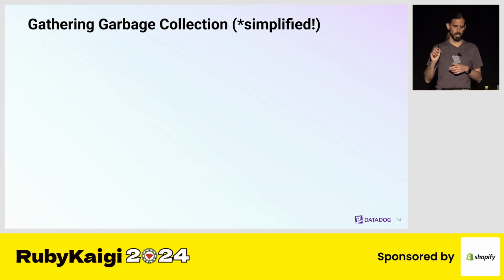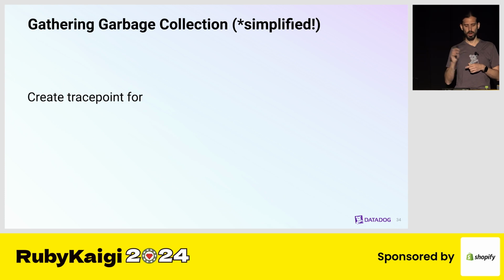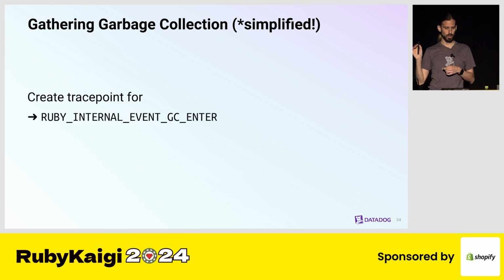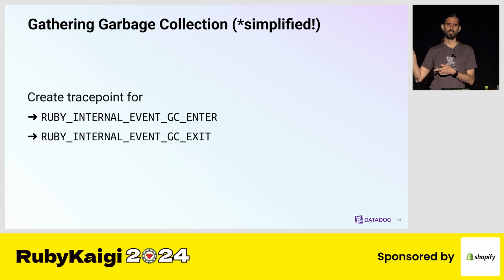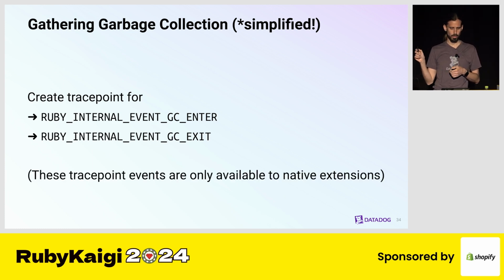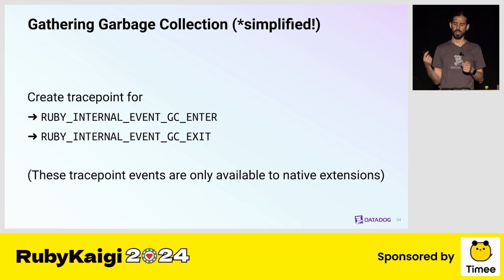Let's talk about garbage collection. What we do for garbage collection is that there's a trace point for the GC enter and GC exit events. And if you've never heard of these events in trace points, it's because they are only available to native extensions. So you cannot create a Ruby level trace point with these events. You can only create a native code event.